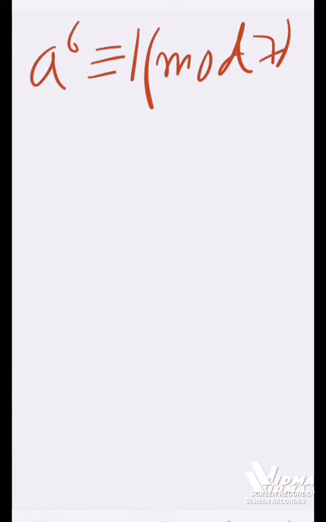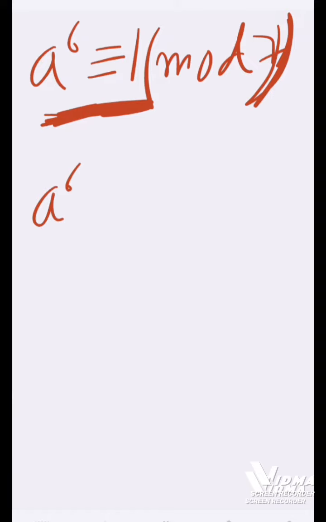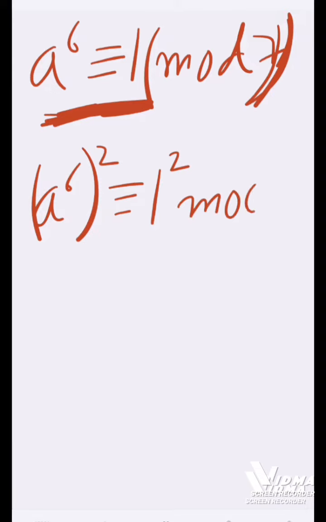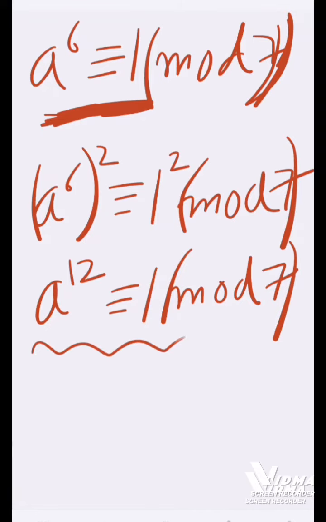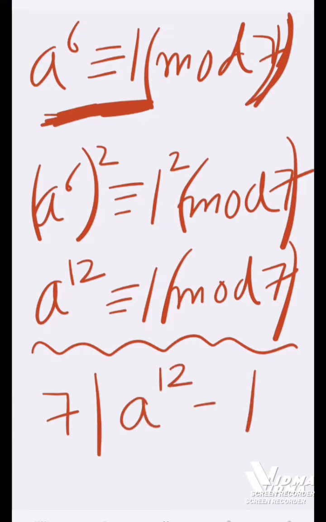Now, we know that in such a congruence, we can raise both sides of the congruence to any integral power. So, raising both sides of this congruence by power 2, we get a raised to 6 raised to 2 is congruent to 1 raised to 2 under mod 7, which is simply nothing but a raised to 12 is congruent to 1 mod 7. This in other terms also means 7 divides a raised to 12 minus 1. I hope you would agree by this step.